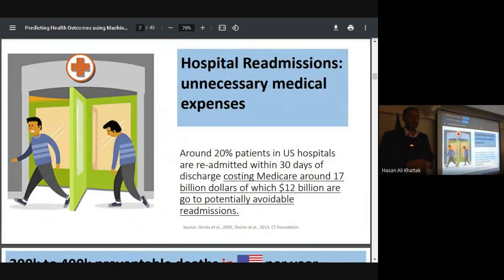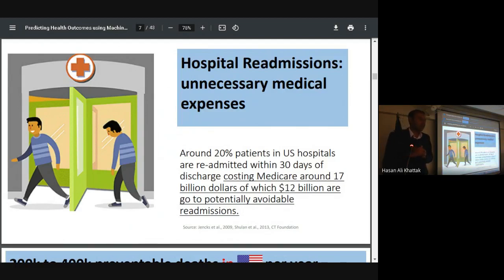So the first is the unnecessary medical expenses. And one of the prime examples of unnecessary medical expenses which cost more is hospital readmission. Around 20% of patients in US hospitals are readmitted, and that costs Medicare around $17 billion. And out of these $17 billion, $12 billion are potentially avoidable readmissions, right?